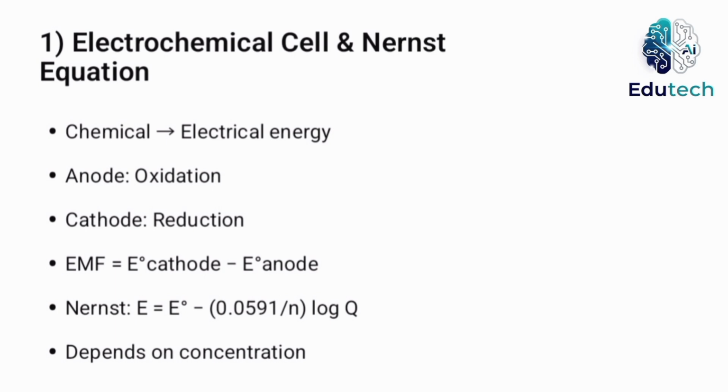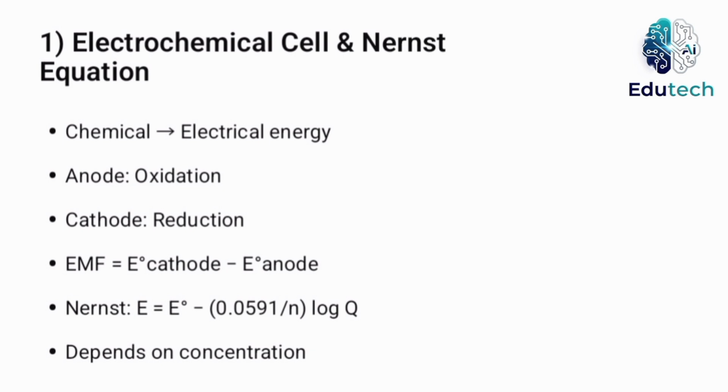Explain electrochemical cell and derive Nernst equation. An electrochemical cell is a device that converts chemical energy into electrical energy through redox reactions. It consists of two half cells connected by a salt bridge. Oxidation occurs at anode and reduction occurs at cathode.